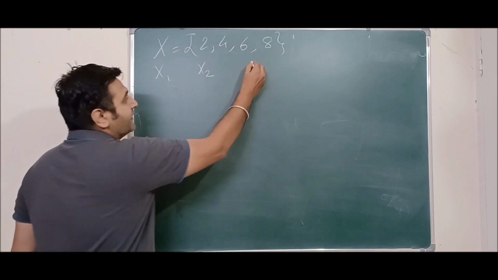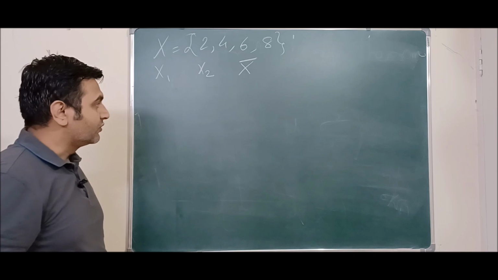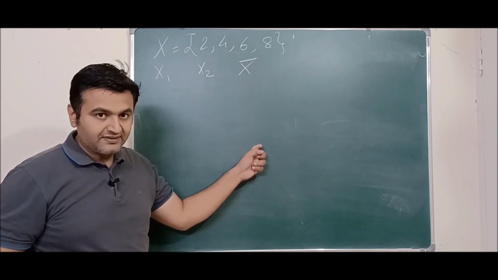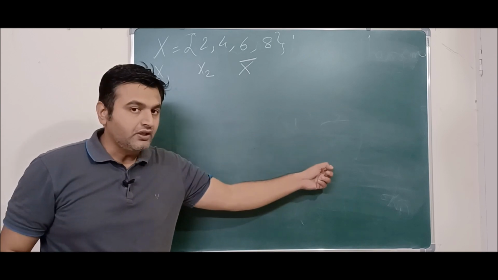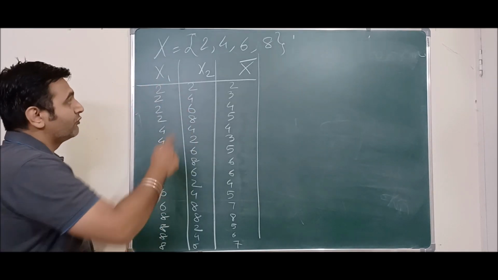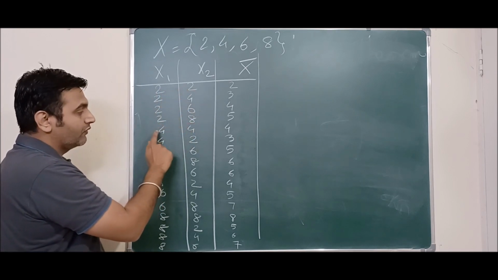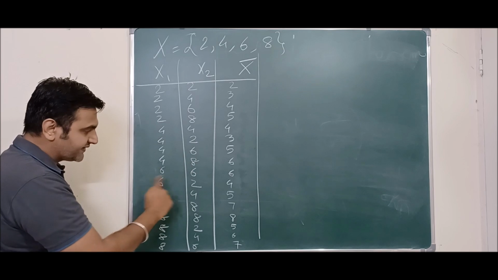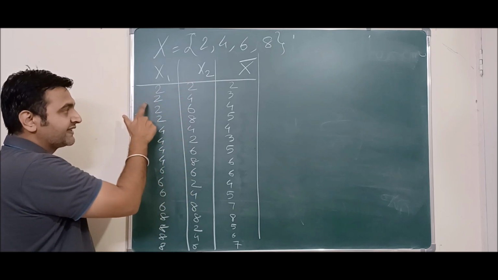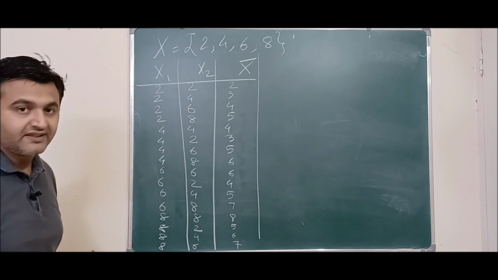And then you find the mean, because I want to find the probability distribution of x bar. So we will write down the samples here, then find the mean for each sample, and then try to plot the probability distribution. When I write down the possible samples, what are the possibilities? 22, 24, 26, 28, then 44, 42, 46, 48, 66, 62. So I have these 16 samples: first sample, second sample, third sample. I have written all the possible samples of size 2.